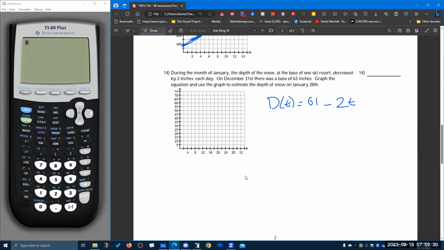So we'll call this 63. We're going to call this December 31st here. Then that's going to be January 2nd, January 4th, all the way out to, there's not 32 days in January, but you get the idea. So let's model 63 minus 2t.